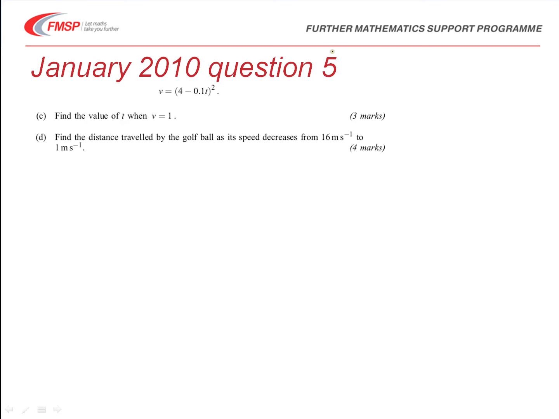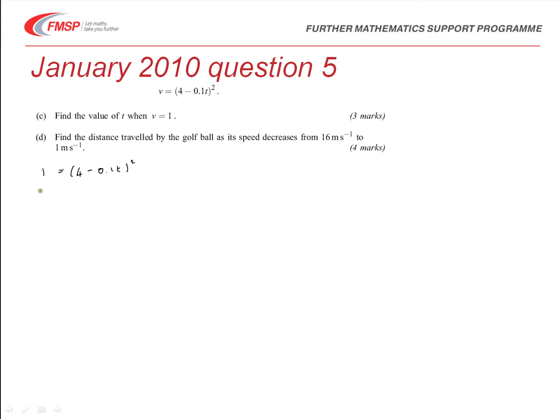Part C, we then got to determine the value of t when v equals 1. Right, so what have we got? Well, substituting in v equals 1 is going to give us 1 equals (4 minus 0.1t) all squared. So we have to solve this.